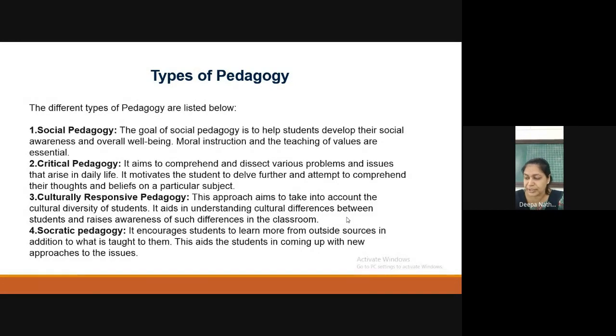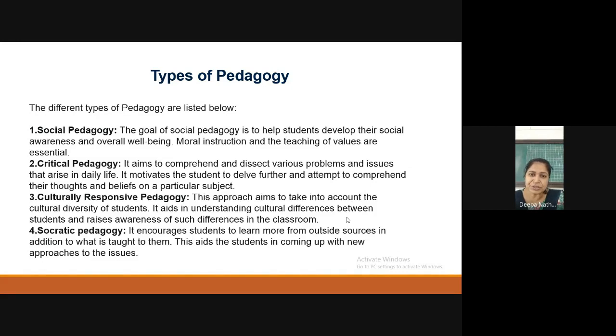Socratic pedagogy. It encourages students to learn more from outside sources in addition to what is taught to them in the class. Like I gave you that bank fraud example. That is not written in any of the books. But as we explained, we came to this knowledge and we shared it. So next time, if you swipe a card, be very careful. Look at the bill amount and the swipe amount. This creates a societal awareness.